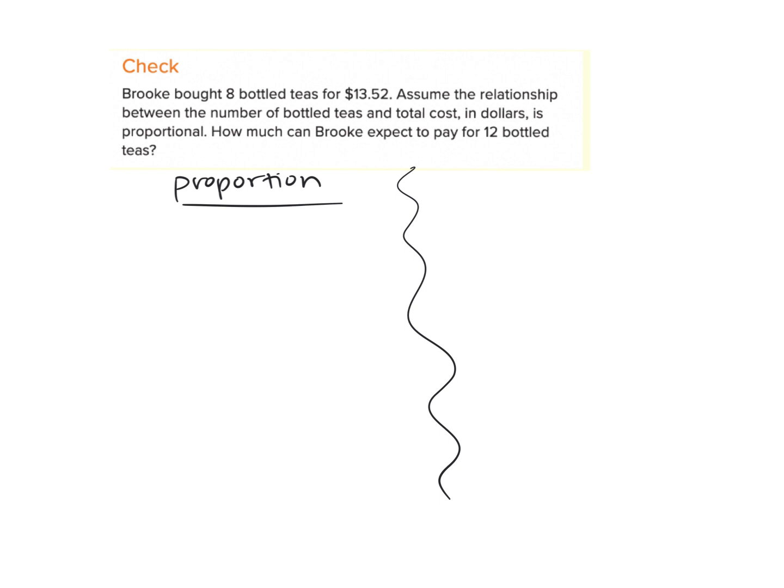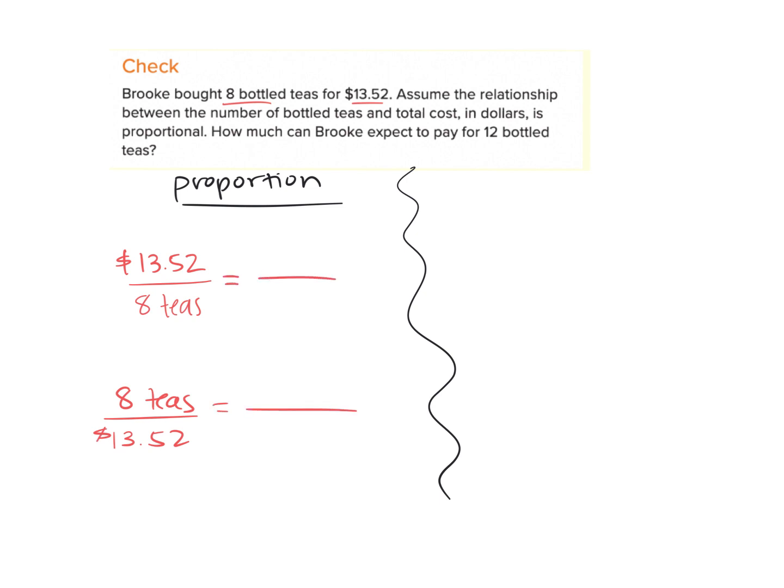All right, so the first one, I see that she can get 8 teas for $13.52. So I'm going to put it's $13.52 for 8 teas. And if you wrote 8 teas for $13.52, that's also okay. You just need to keep things lined up. Okay, I'm going to set up a proportion, like an equal fraction. And what if I was going to buy 12 bottled teas? So I just need to make sure my 12 teas are across from my other teas.